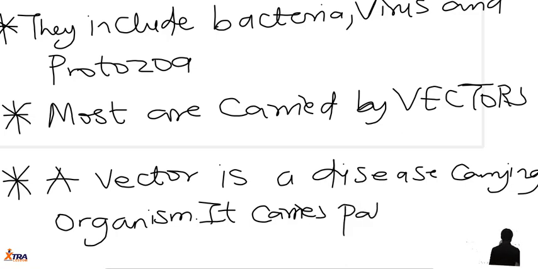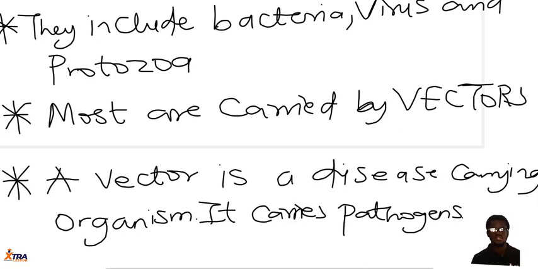Because most of these pathogens require about 2 hosts for them to complete their life cycle. In most cases, the vector is an insect, still under the phylum arthropods, mostly arthropods.